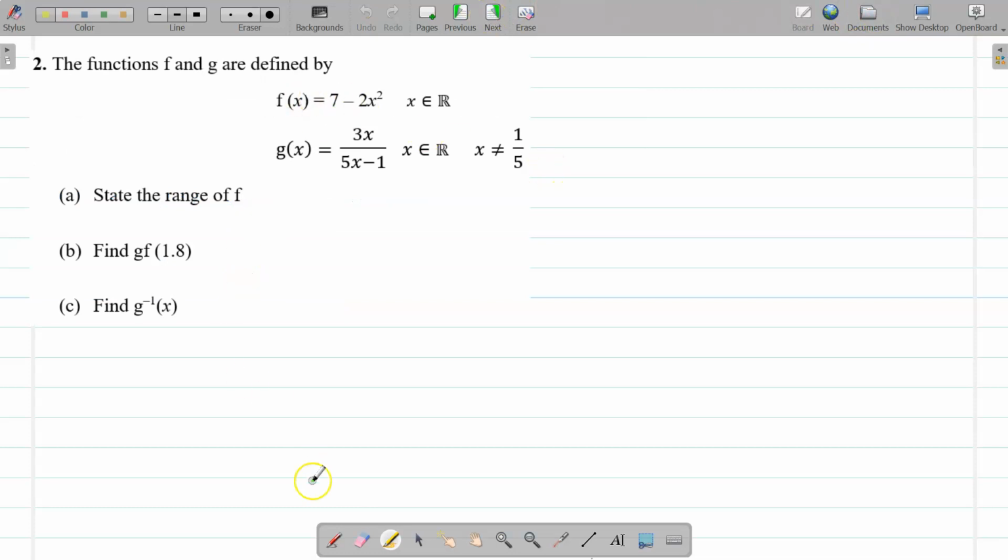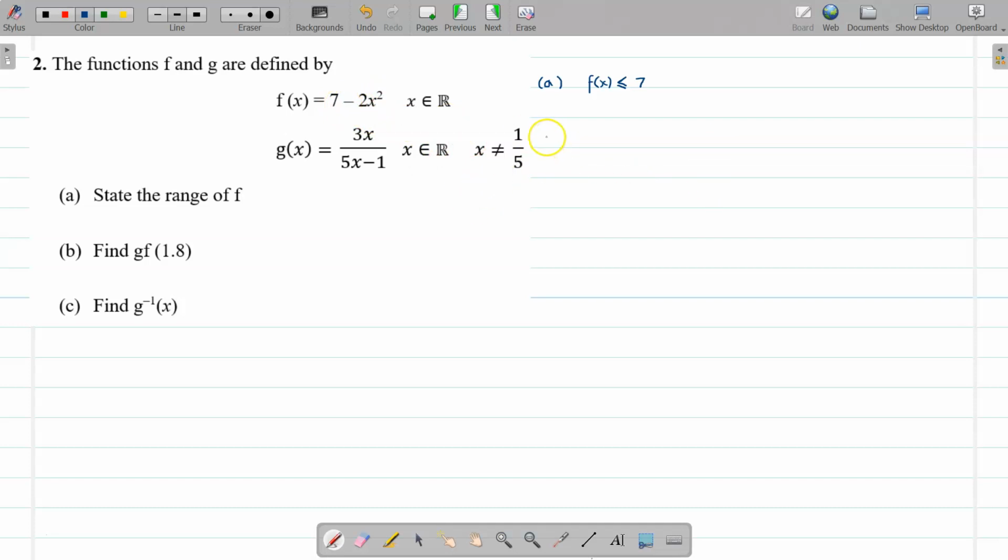Number 2, this is about functions, and what we have to do here first is state the range of f. It's only 1 mark. Look at this, you can see that the minimum value of 2x squared is 0, because you're squaring something, which means that the maximum value of f of x is 7. So all I need to do is say that f of x is less than or equal to 7. You must put the "equal to" as well, because it can be 0, meaning that it can be 7.